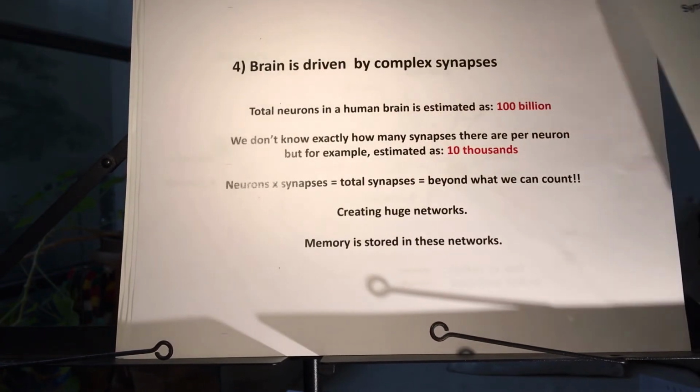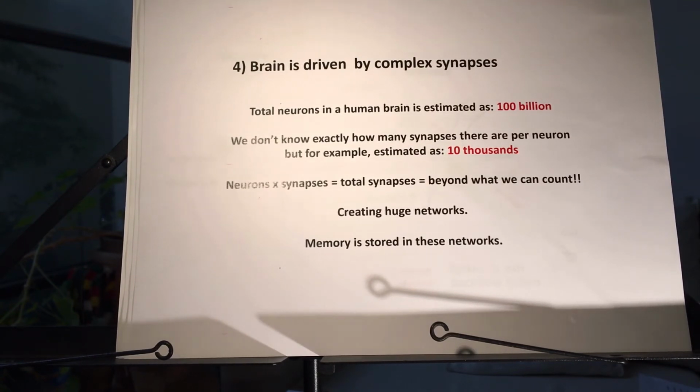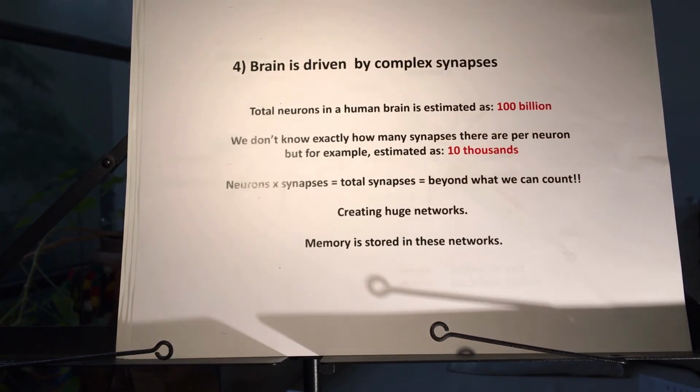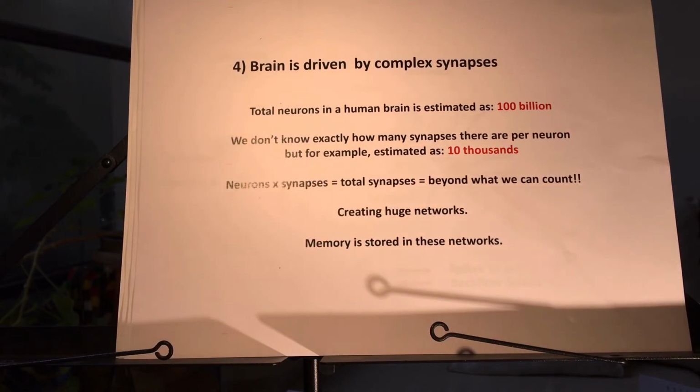The brain is driven by complex synapses. The total number of neurons in a human brain is estimated at 100 billion. We don't know exactly how many synapses there are per neuron, but it is estimated at 10,000. So the total synapses in our brain is neurons times synapses, it's a lot. Creating huge networks, memories are stored in these networks.